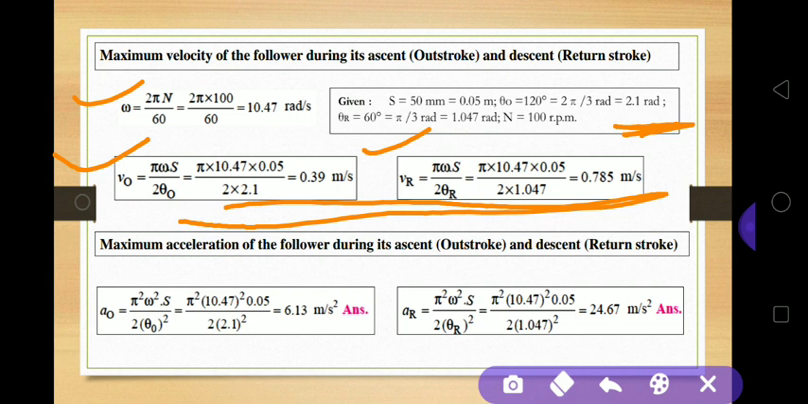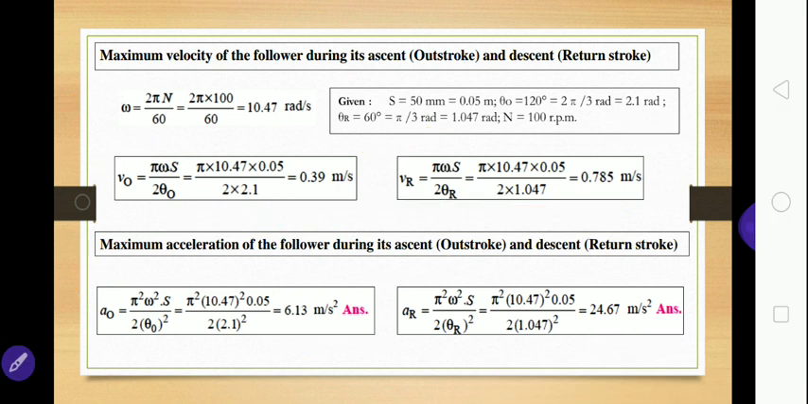Similarly, there are also two formulas for the maximum value of acceleration during the outstroke and return stroke. That is pi square omega square s divided by 2 theta 0 square, and pi square omega square s divided by 2 theta r square. Put in the values and you will get the answer for maximum acceleration also. These formulas you must understand, read and memorize so that you can easily find the maximum velocities and maximum acceleration during outstroke and return stroke.